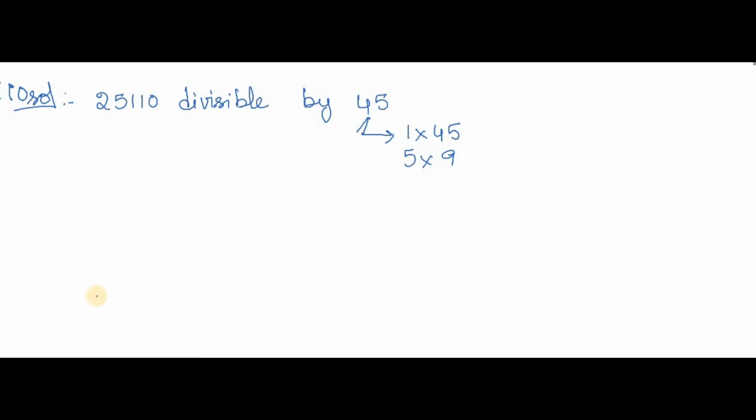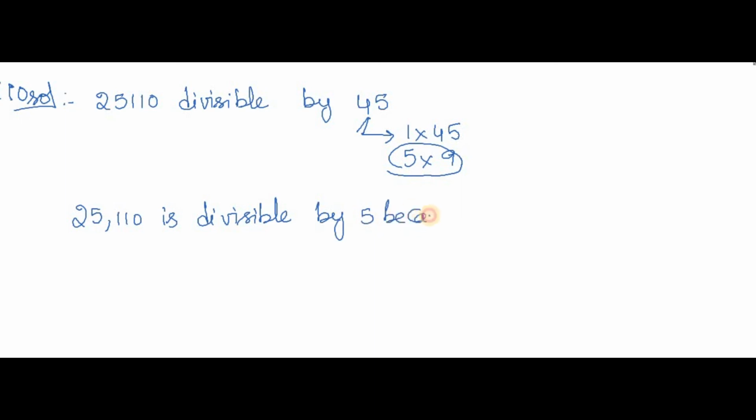So what we can do is, it is very simple friends, if the number is divisible by these two factors, then we can say this number is also divisible by 45. So now we will see whether it is divisible by 5 or not. Of course it is divisible by 5. Why are we saying that 25,110 is divisible by 5? Because one's digit is 0. Okay friends? And we have to check whether it is divisible by 9 or not.